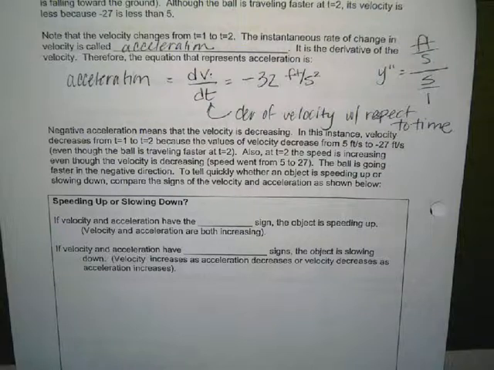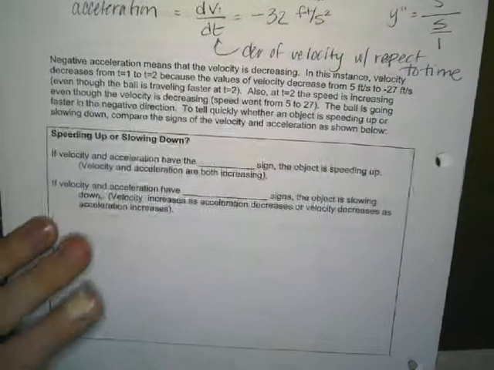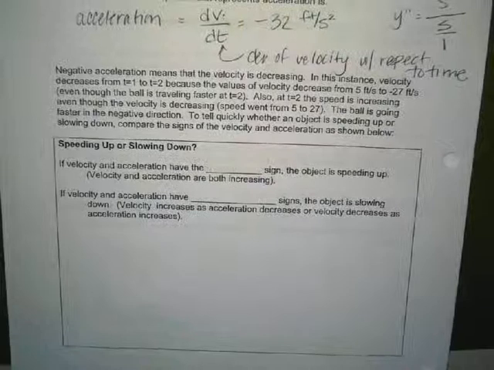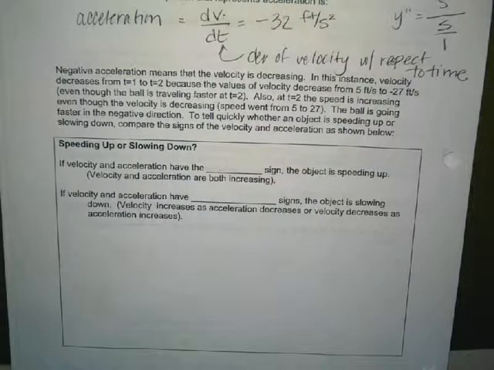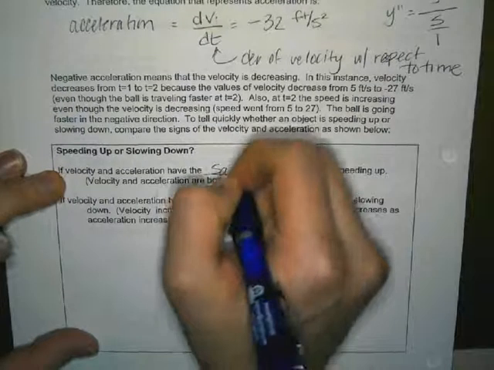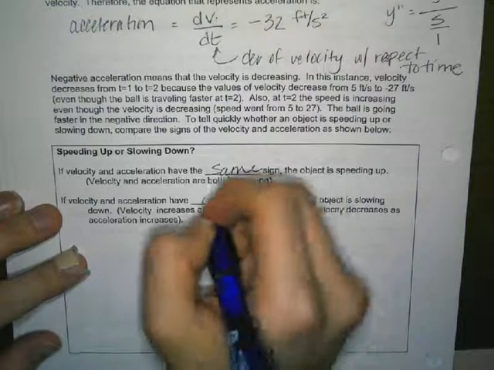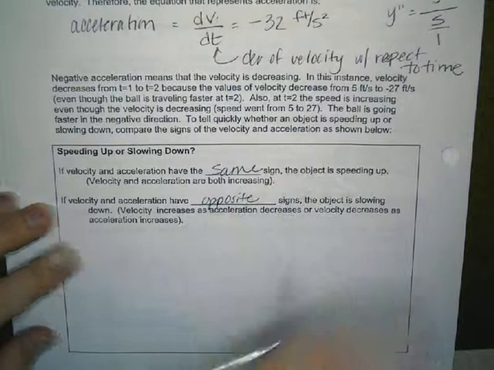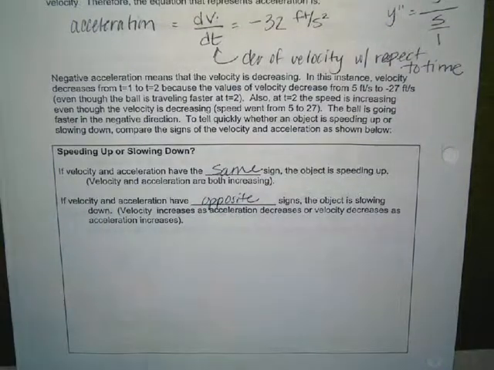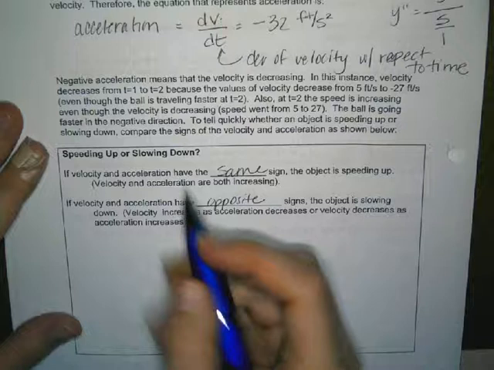To tell quickly whether an object is speeding up or slowing down, compare the signs of the velocity and acceleration as shown below. Now, I will tell you that very often in a free response problem, you have to do this, and this is super easy if you remember what we're going to write down here. If you want to see if it's speeding up or slowing down: if velocity and acceleration have the same sign, the object is speeding up. If velocity and acceleration have the opposite sign, the object is slowing down. So same signs, speeding up.